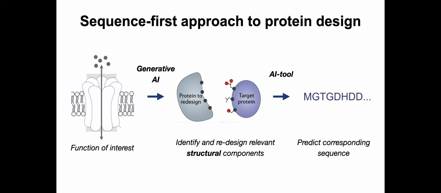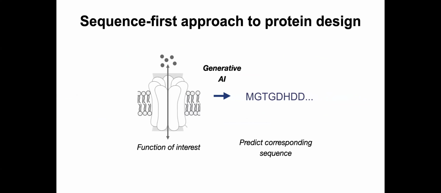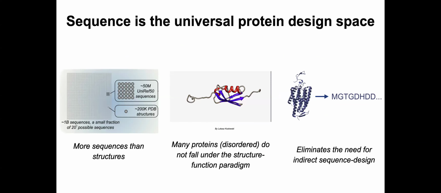However, when we think about this process, what our group wanted to do was reassess this from a sequence-first approach to protein design. Because we know that a protein sequence is what enables its structure and ultimately its function, can we do this by bypassing maybe the structure prediction step? Can we identify simply a function of interest and predict the corresponding sequence that can carry out that task? Now, why would we want to do this? Well, there's a few bespoke reasons.